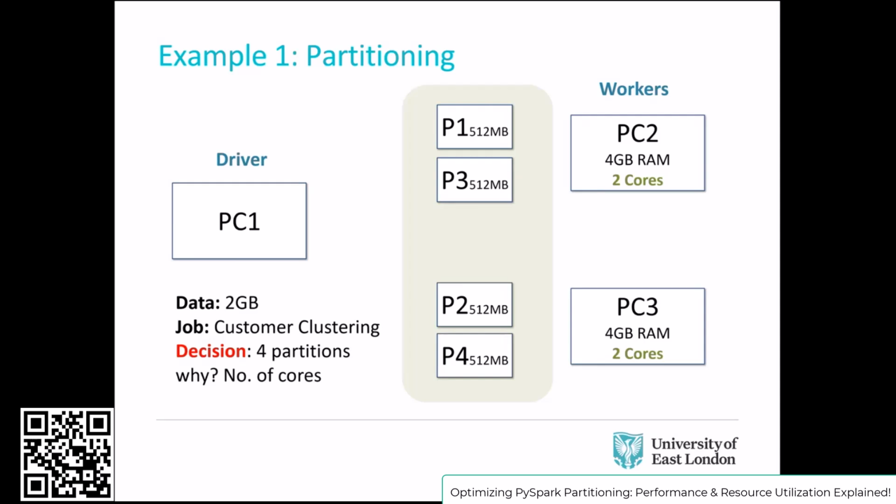Once you divide them into 4 partitions, the Spark engine is going to fairly distribute the partitions. Partition 1 goes directly to PC2, and then partition 2 goes directly to PC3, and then partition 3, partition 4, right? Because it's going to make sure everything is really fair within this distribution. And then what happened?